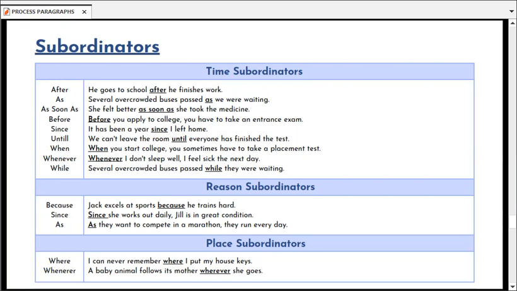Reason subordinators. Because. Jake excels at sports because he trains hard. Since. Since they work out daily, Jill is in great condition. As. As they are going to compete in a marathon, they run every day. Place subordinators. Where. I can never remember where I put my house keys. Wherever. A baby animal follows its mother wherever she goes.